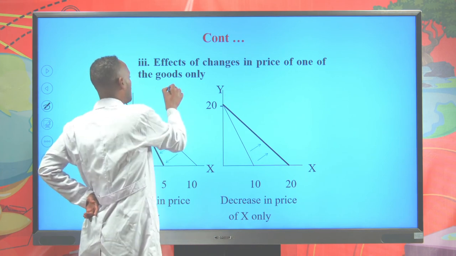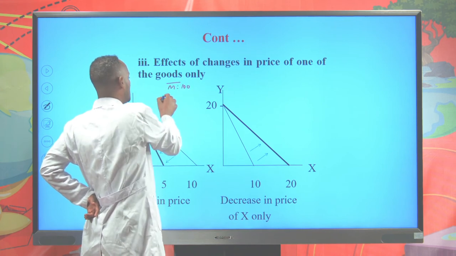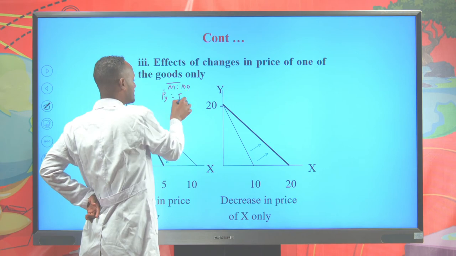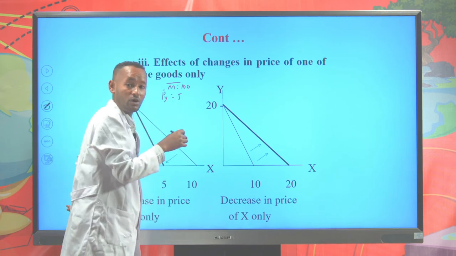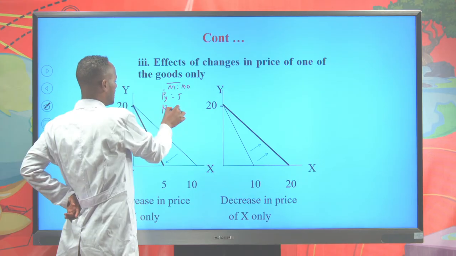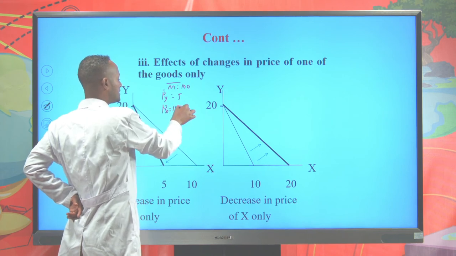That means income of a consumer was 100 birr, it remains unchanged. And the price of commodity Y was birr 5, it remains unchanged. The only factor that will be changed here is the price of commodity X. Price of commodity X was initially birr 5, and now let's see when the price is doubled.